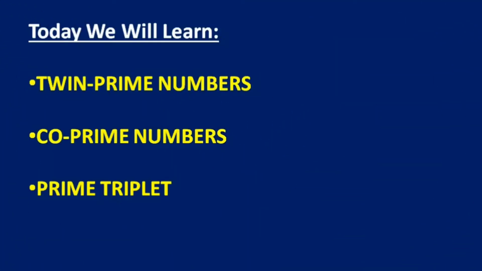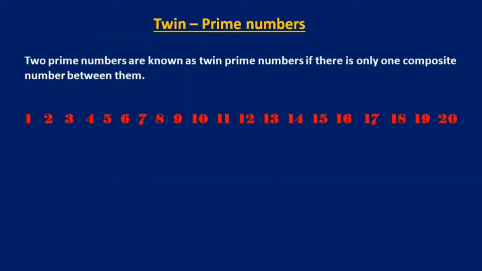Hello everyone, today we will learn twin prime numbers, co-prime numbers and prime triplet. Okay, so let's start with twin prime numbers. Two prime numbers are known as twin prime numbers if there is only one composite number between them.